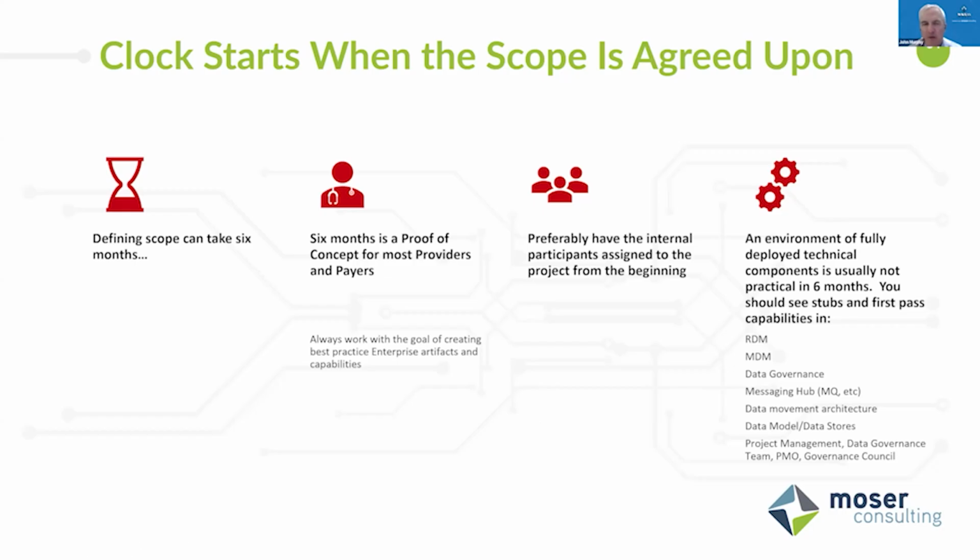Another assumption is that an environment of fully deployed technical components is usually not practical in 6 months. We have to get people used to Azure, deployed in Azure, have access to Azure, and have the data governance tool, and the modeling tool, and the messaging queue, and whatever other technical artifacts there are. You won't get done with that in 6 months, and it's okay to not have it all done in 6 months. There are things you're going to add as you go along. Your reference data management capability, your master data management capability won't go from 0 to finished in 6 months. That's okay. These capabilities build over time.